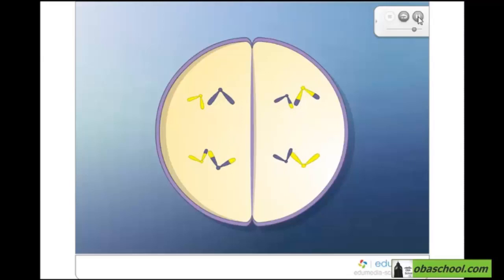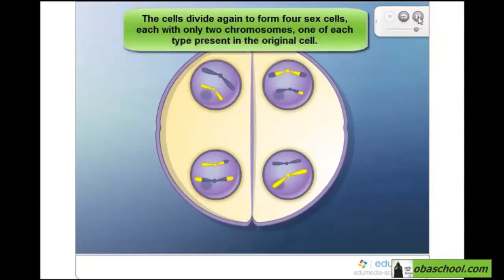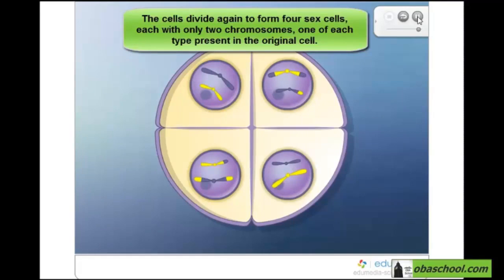And we also said that each gamete has to have n instead of 2n, so half the number of chromosomes. So now these cells are dividing again, and we will end up with the four gametes. Each gamete is going to have two chromosomes instead of four here. In the human body, our cells have 46 chromosomes, so the gametes have 23 chromosomes.